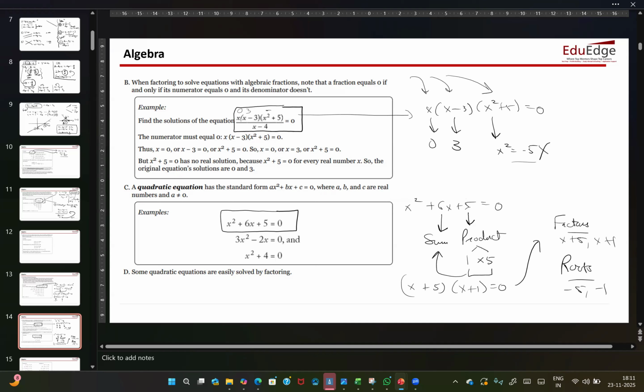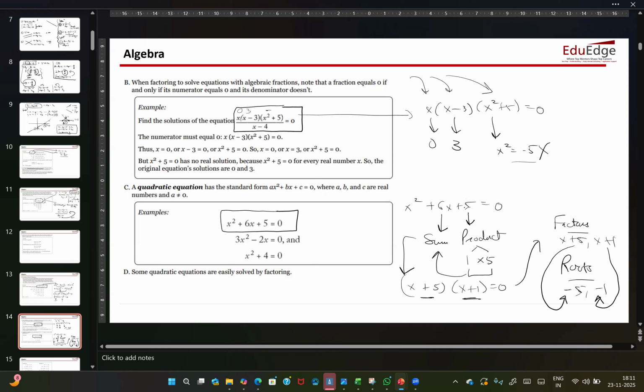Please note, when we factorize, we get factors, but we need to flip the signs of the factors to get the roots. Because when x plus 5 is 0, x will be minus 5. So you have to flip the sign. So had the factor been x minus a, the root would have been a. Yeah, that is what it means.